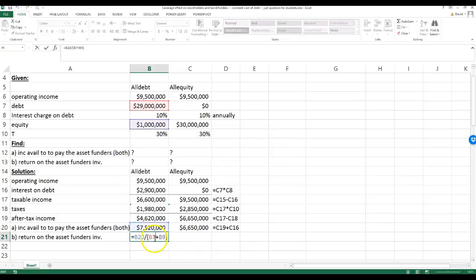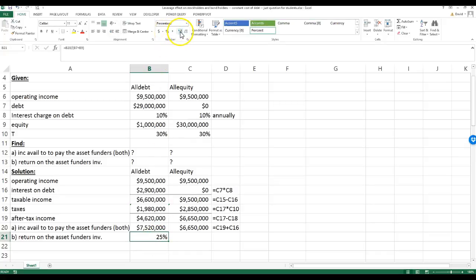Oh, what I forgot to do, I forgot to close the parentheses. Okay, and we want to change it to percent, so I'm going to go ahead and hit the percent sign, and always take percent out 2 places, at least 2 places. We can drag that across.